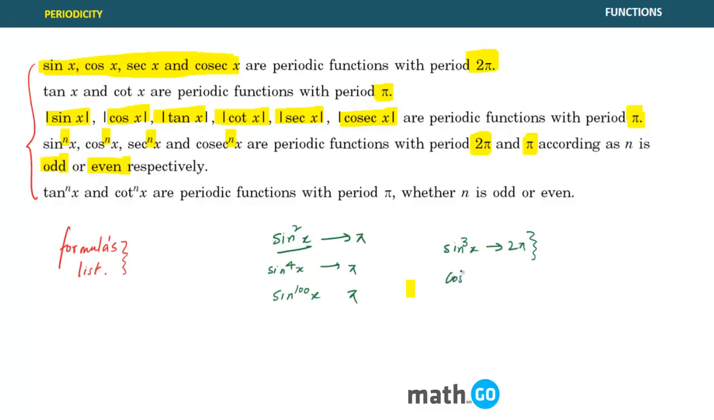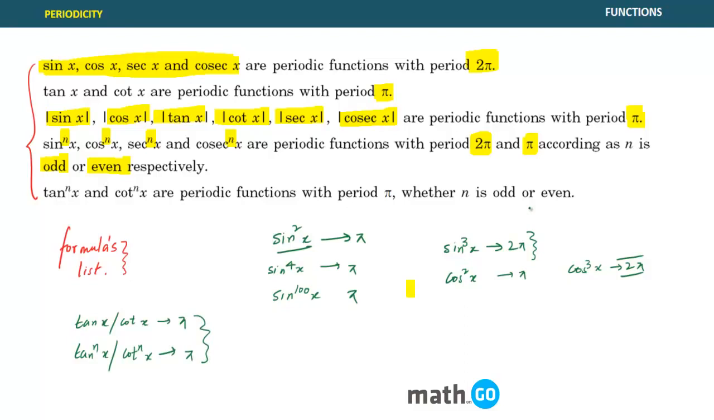Okay, similarly for cos square x, the answer would be pi. For cos cube x, the answer would be 2 pi. This is what I meant by this particular property. And for tan and cot, we already knew that tan x and cot x had their period as pi. So even if you raise their power by n, cot^n and tan^n, the answer will still remain pi. Don't worry about them, whether n is odd or even.